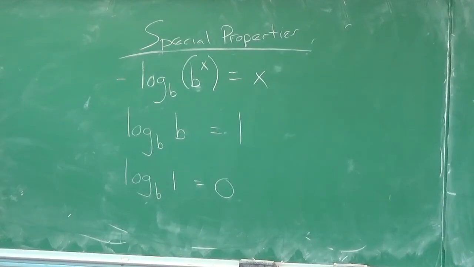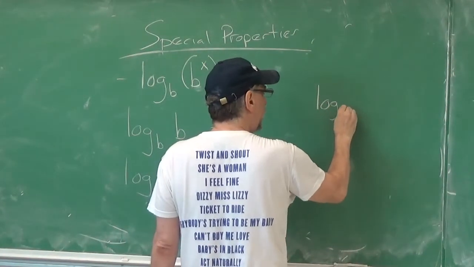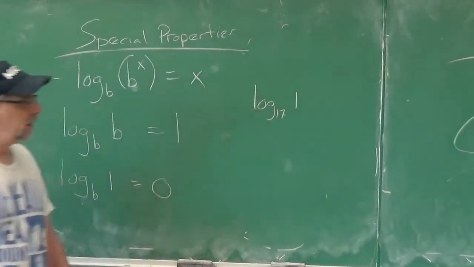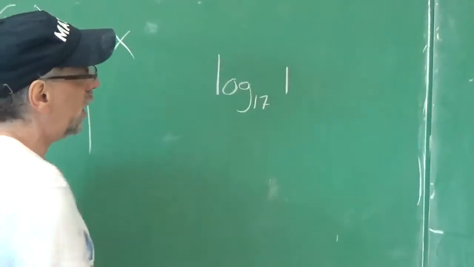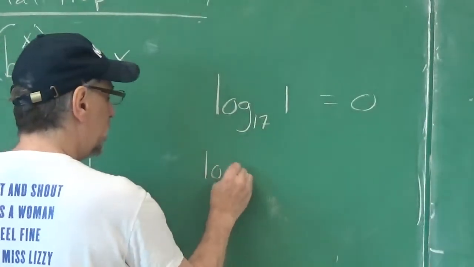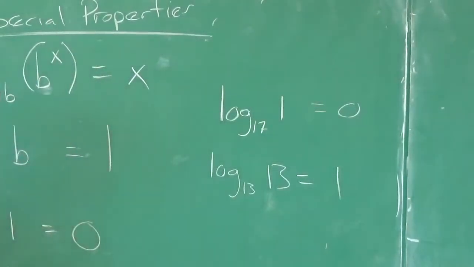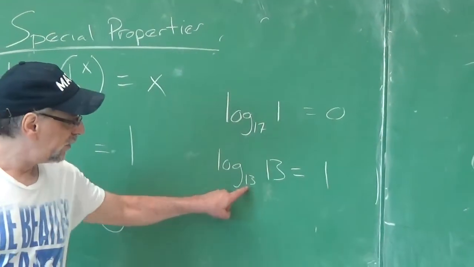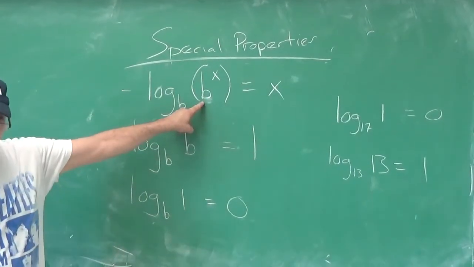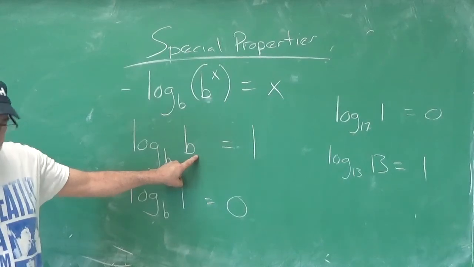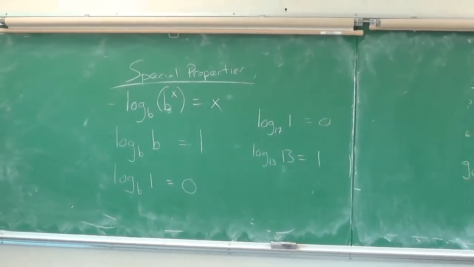So just want to remember those, couple simple examples of that. If I say, what is the logarithm base 17 of 1? Doesn't matter what the base is, it's always going to be 0 if this number is 1. If I say, what is the logarithm base 13 of 13? That's always going to be 1 if these two numbers are the same, and there's an exponent of 1 here, right? So it's really just this property with an exponent of 1.